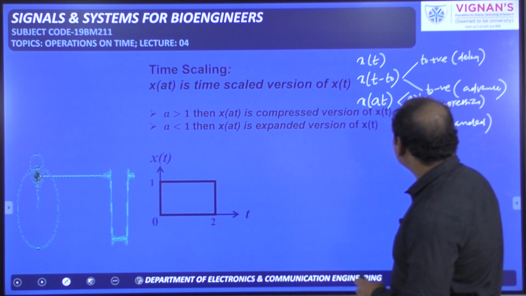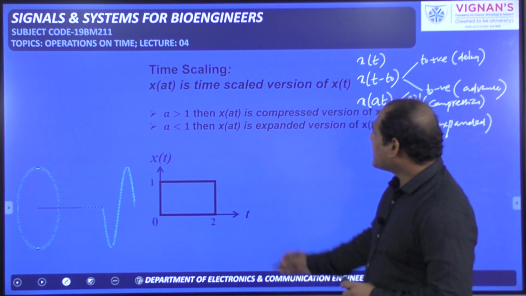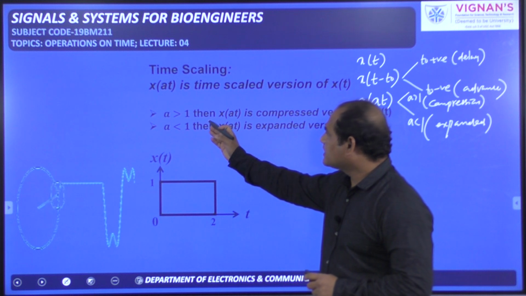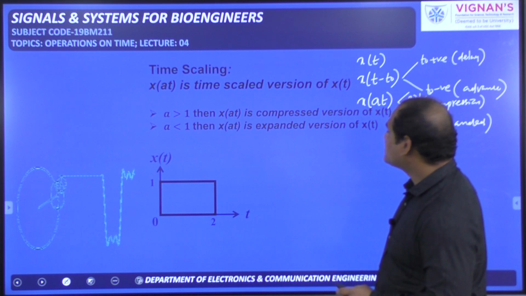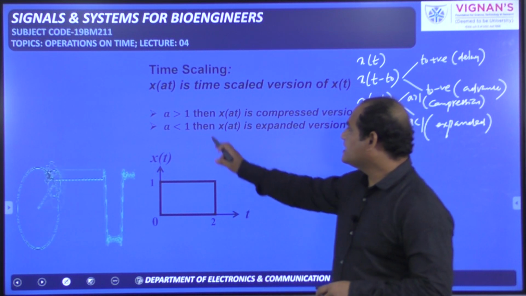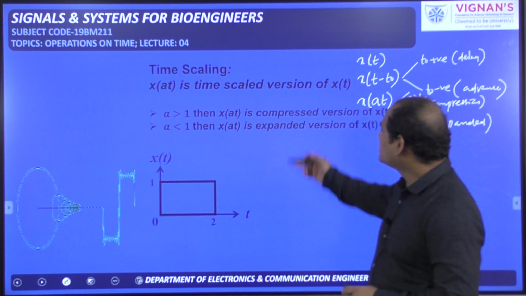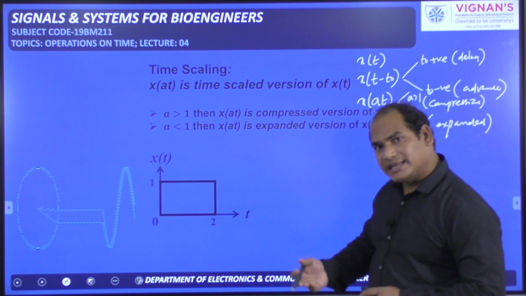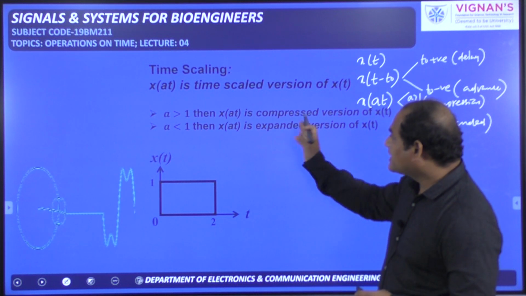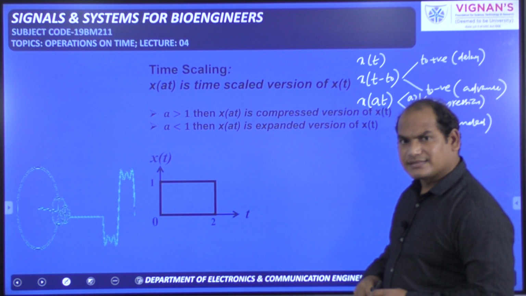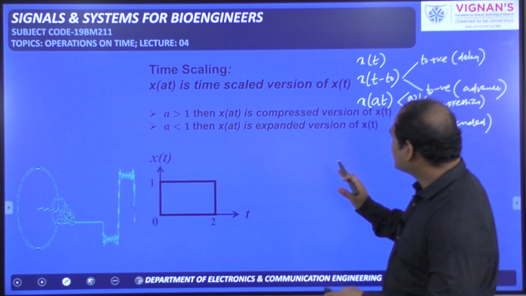If a is greater than 1, then x of at is the compressed version of x of t. If a is less than 1, then x of at is the expanded version of x of t. Both are time scaled versions only. In time scaling we have two types: when a is greater than 1, compression, and when a is less than 1, expansion. That we will see now.